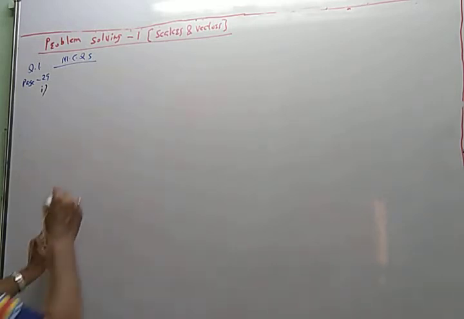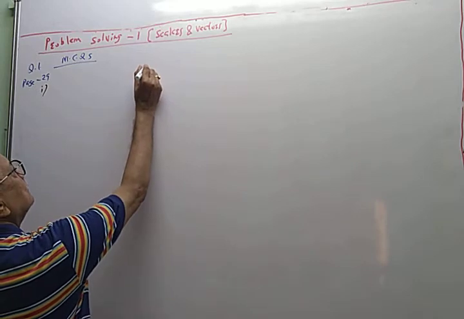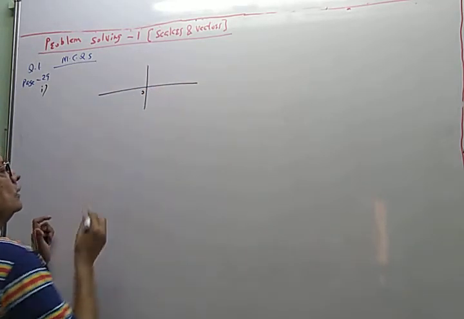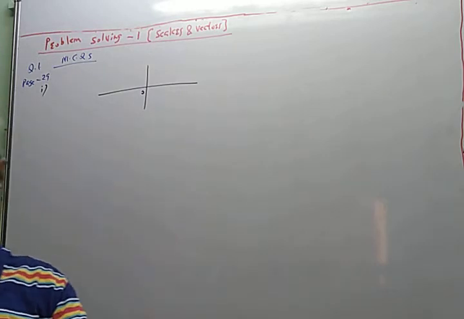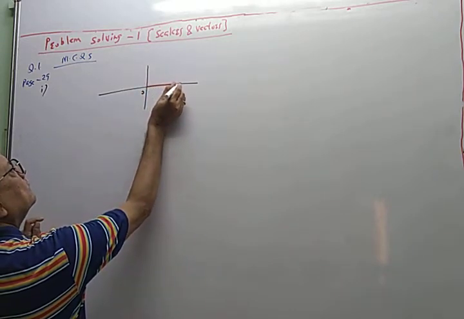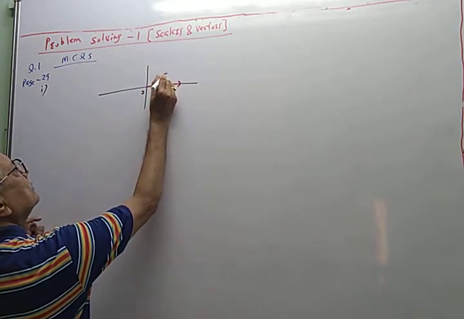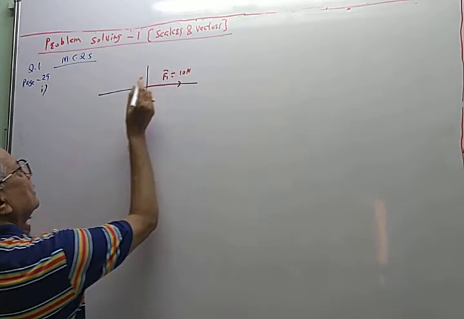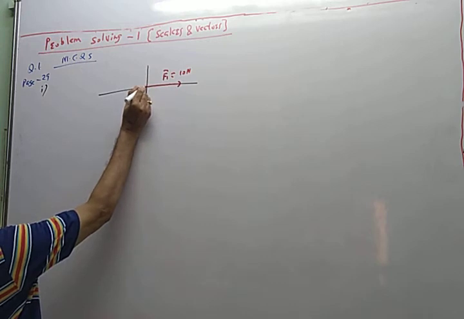So in positive direction, if we draw the origin like this, then one vector is 10 Newton in positive direction. F1 is equal to 10 Newton, and the second vector is in this direction.